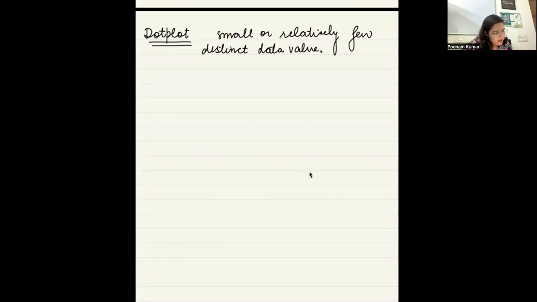And what kind of information will it tell you? What is the location of the data, how much is it spread. Spread meaning how far apart the data is. Then what are the extreme points, and how much gap is there between data. So all these things you get to know using this.